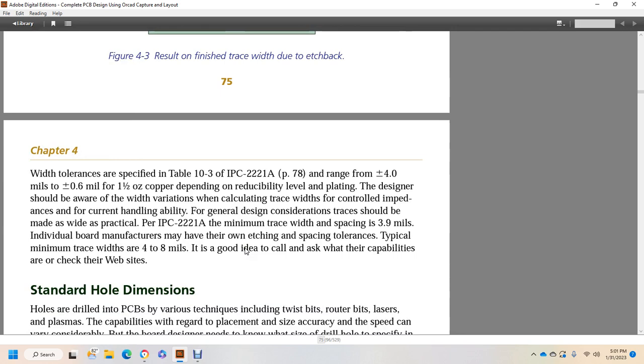With the tolerances specified in Table 10.3 of IPC 2221A, page 78, the range is from plus or minus 4.0 mils to plus or minus 0.6 mils for 1.5 ounce copper, depending on the reproducibility level of the plating. The designer should be aware of the width variations when calculating the trace width for controlled impedance and current handling ability. General design consideration: traces shall be made within practical limits, IPC 2221A minimum trace width and spacing 3.9 mils. Individual board manufacturers may have their own etching spacing tolerance. Typical minimum trace width is 4 to 8 mils. It is a good idea to call and ask what the capabilities are, or check the website.